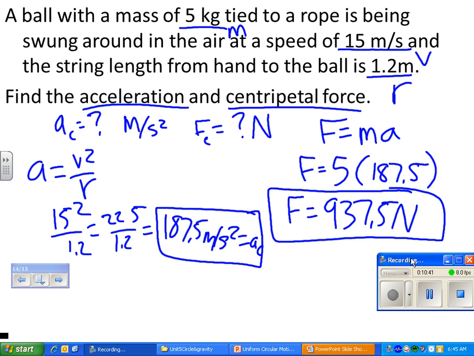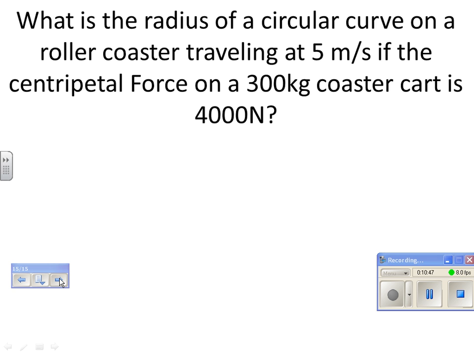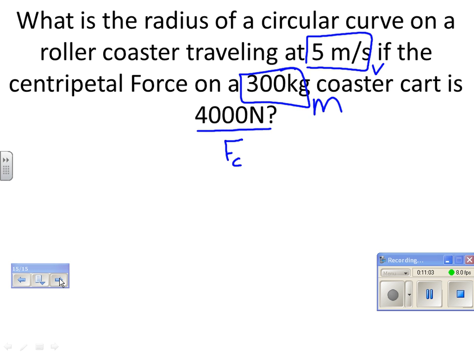All right, anytime we go over questions together, you can always feel free to pause it and see how you do. I really suggest that. So if you want to go ahead and pause it right here, just to see if you can try to figure it out yourself, that's probably a good idea. All right, so I'm just going to box them in. 5 meters per second, that's going to be my speed there. 300 kilograms, that's going to be my mass. 4,000 newtons is my centripetal force, because it says centripetal force up here.